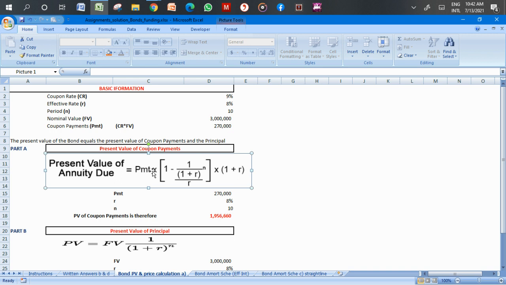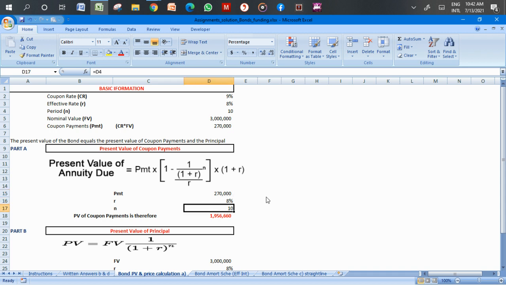So if the payments were being made semi-annually, of course, where there's a payment, you would divide by 2. Where there is an n, we would multiply by 2. Where there is an R, you would divide by 2. Okay, so that is the present value of the annuity.